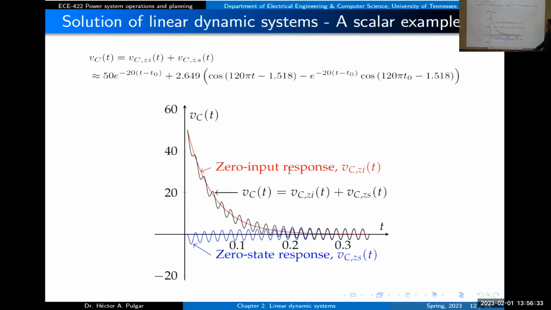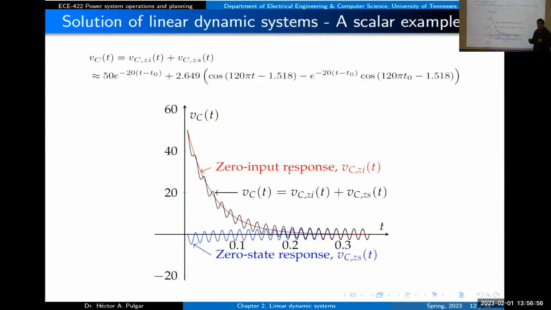What is the purpose of this problem? It is just to show completely what is the solution of any linear system. In this case, it's just one variable. Now, the same idea will be expanded when you have multiple state variables, multiple components that can store energy. But the solution of the zero input response is going to be more difficult to get.